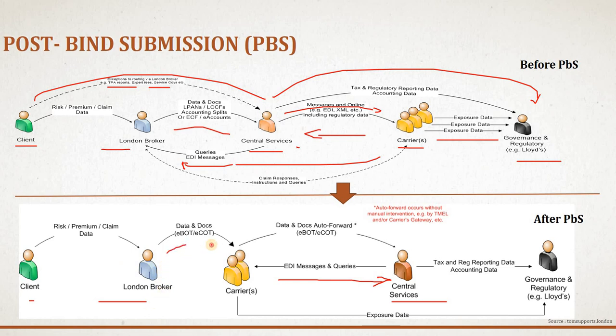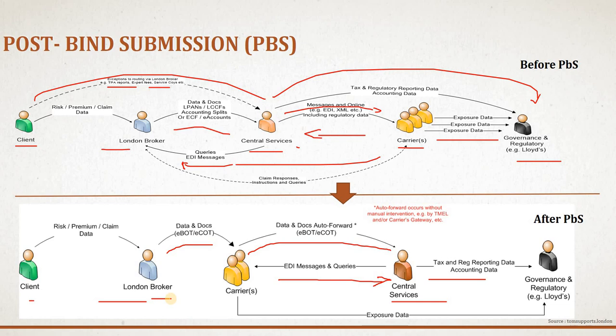So if you can see over here, now the central services and the broker are involved in the business, and the broker will prepare the EBOT and ECOT messages from their system, or maybe from the ESP system, the e-submission portal system, and send it to the carrier, and the carrier will relay the same message to the central services. Central services, if they have any queries, will reach out to the carrier, and the carrier will directly expose the data to the regulatory, and the central services will also expose data to the regulatory, which will make life easier for everybody.